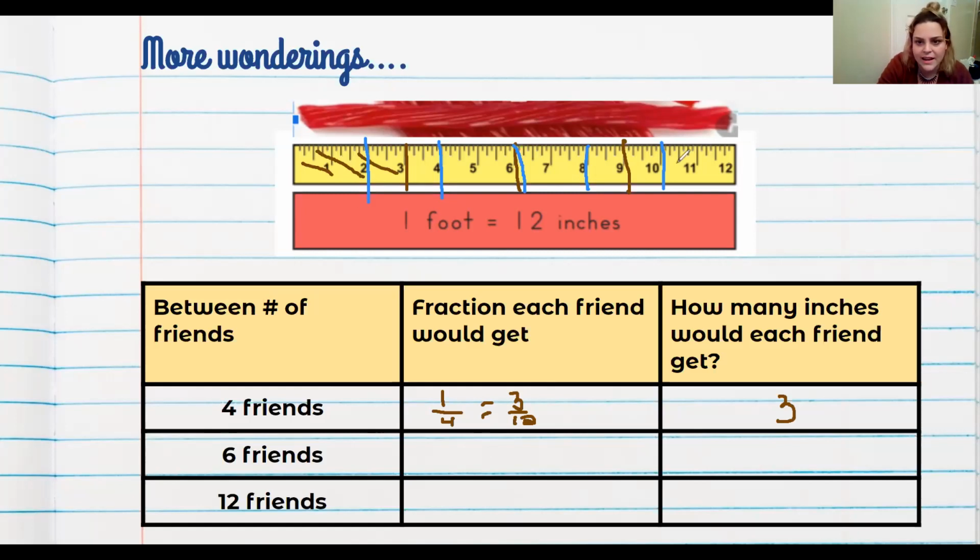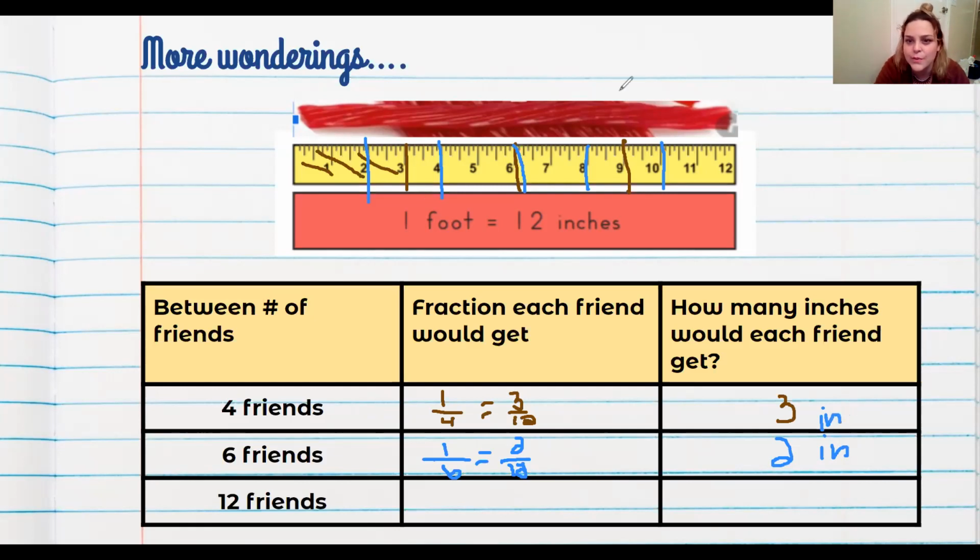And so if I look at it now, I have 6 parts. So each friend got 1, 2, 3, 4, 5. Each friend got 1/6 of the licorice stick, or 2 inches out of the 12 inches. Those are my 2 fractions that are equivalent. And I already know they would each get 2 inches. Let me just write IN for inches, so you guys don't get confused.